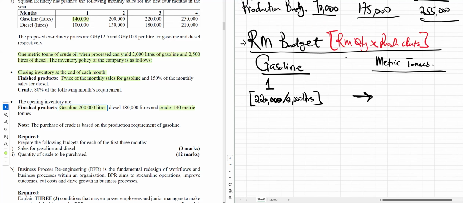Right? So 220,000 divided by 2,000 is 110. That means we'll need 110 metric tons for month 1. Do you get it? Are we all okay?